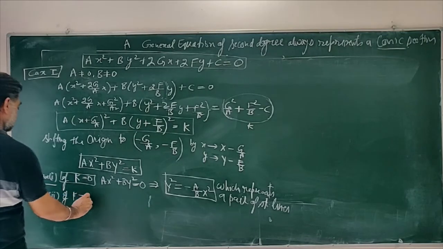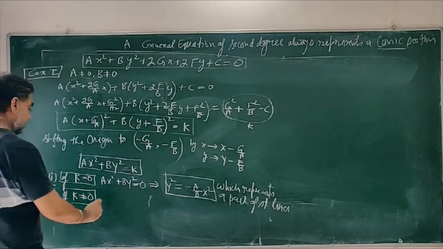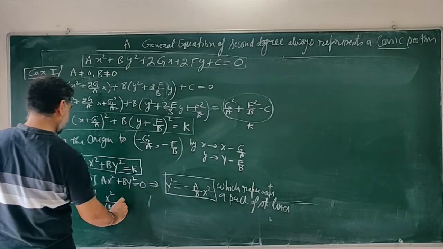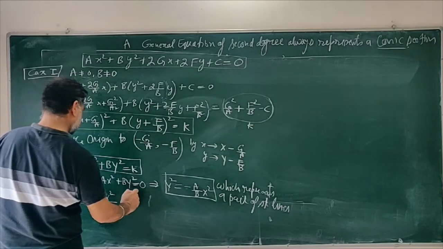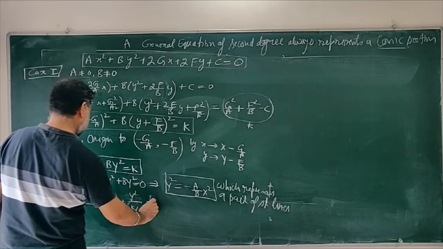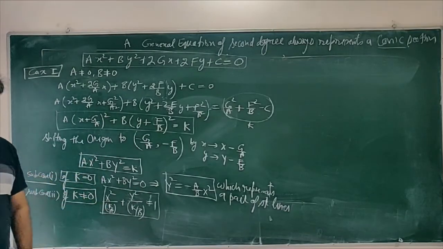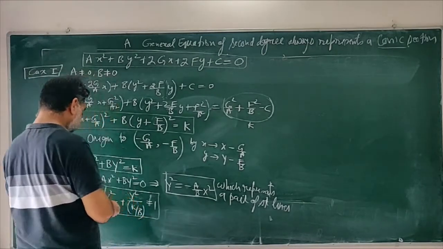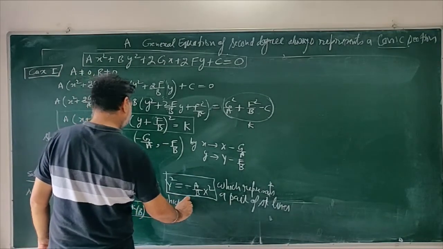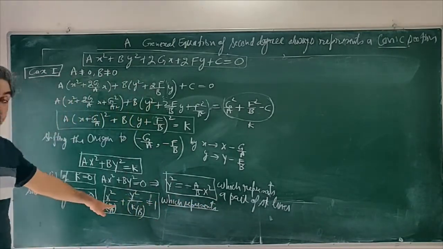And the second subcase is subcase 2. If k is not equal to 0, then this equation can be written as x square over k over a plus y square over k over b is equal to 1. If k is not equal to 0, this equation can be written like this. And here we have further sub cases.